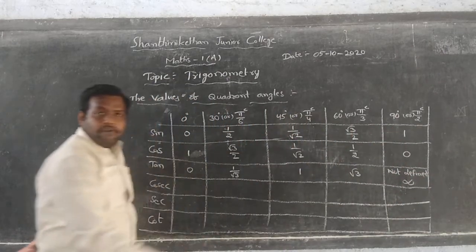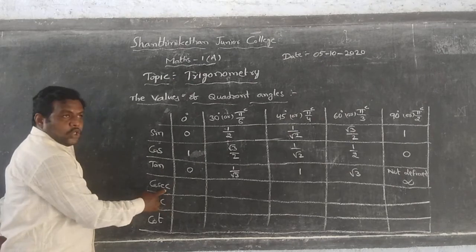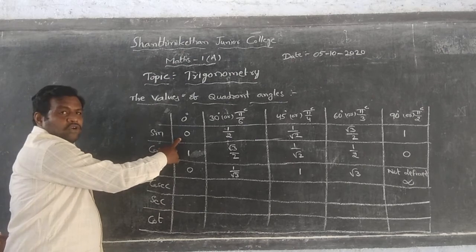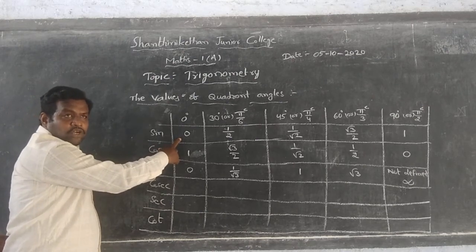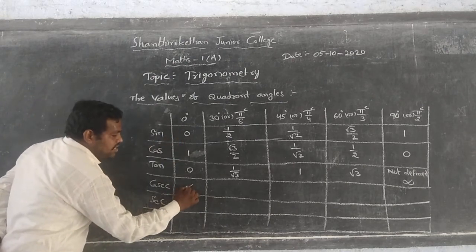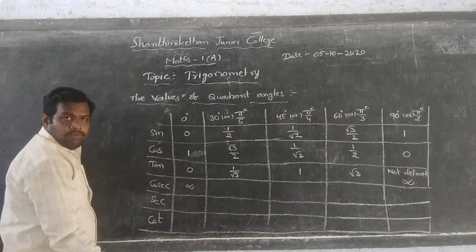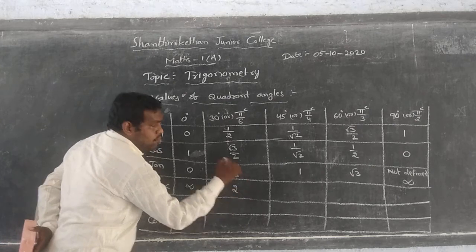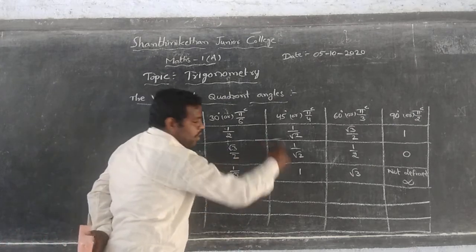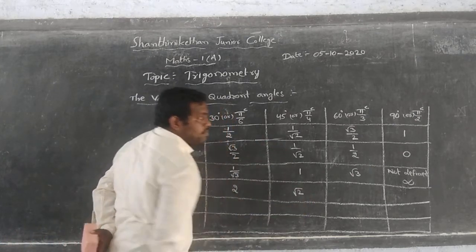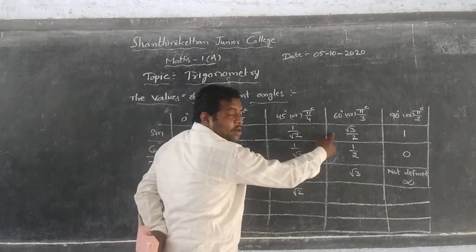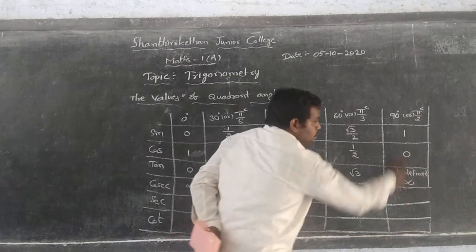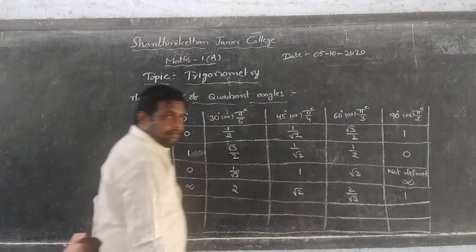Cosec is the reciprocal of sine. What's the value of sine 0? 0. Reciprocal of sine 0? 1 by 0 means that is an undefined value. Cosec 30, 1 by 1 by 2, 2. Cosec 45, 1 by 1 by root 2, root 2. Cosec 60, 1 by root 3 by 2, 2 by root 3. Cosec 90, 1 by 1, 1.